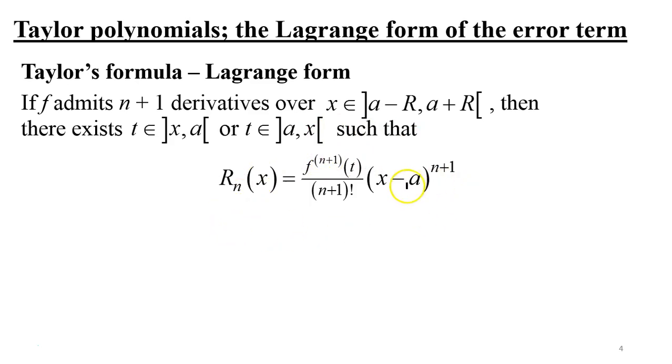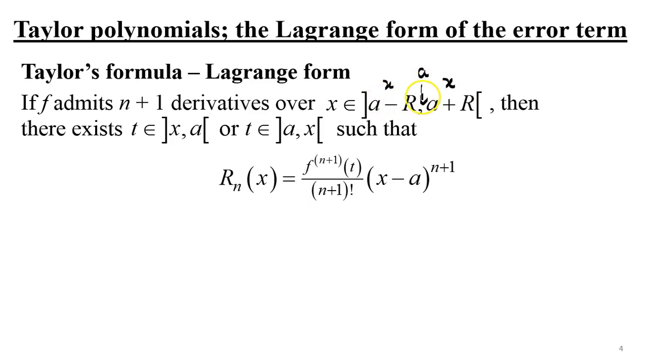Now, before we discuss the Lagrange form of the error term, let's just discuss a little here the conditions on t. So over here we have introduced a new variable t between a and x. Now, you know for a fact that the interval of convergence is centered at a, and x being an element of this interval, x would either be between a and a plus r, or between a minus r and a. So x has to be on the left or on the right side of a.